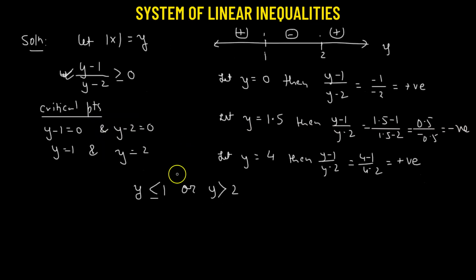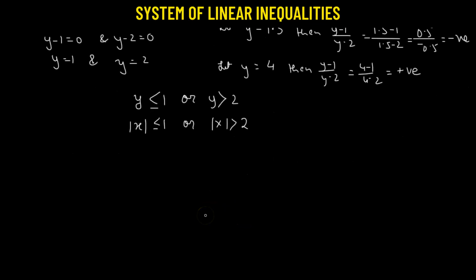Now that we have the value of y, we can substitute back the original value of y, which is absolute value of x. So we have absolute value of x less than or equal to 1, or absolute value of x greater than 2. Now using this, we have to find out the solution for x. By definition, when we have absolute value of x less than or equal to 1, we can say that x must lie between negative 1 and positive 1. Or when we say absolute value of x is greater than 2, then it could have two possibilities. Either x could be greater than 2, or x could be less than negative 2.